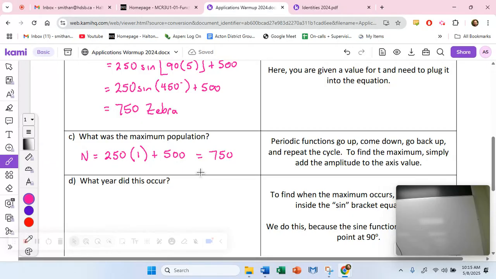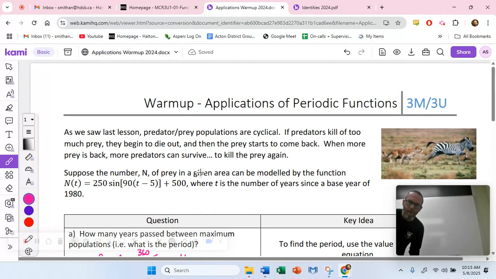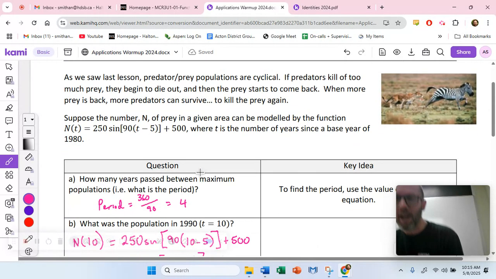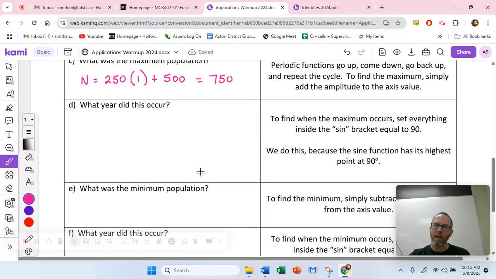So if you want to use your equation to find when that happens, you've got to say, okay, when is the inside of my sine function, when is this stuff equal to 90? Because that will make sine of 90 equal to 1, and I'll have my maximum. So we're going to set whatever's inside the sine brackets equal to 90, and we're going to solve that equation.